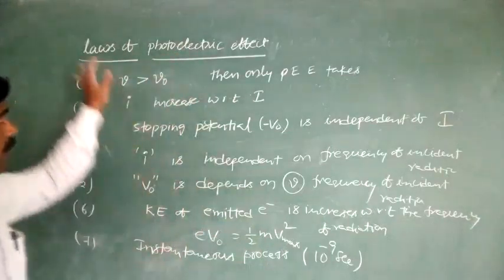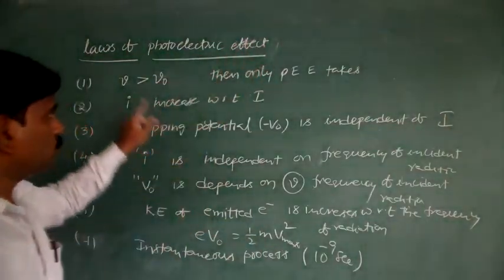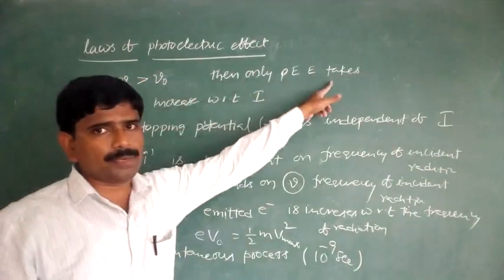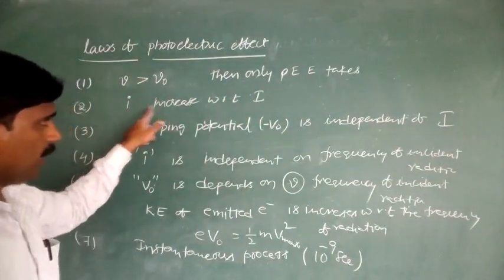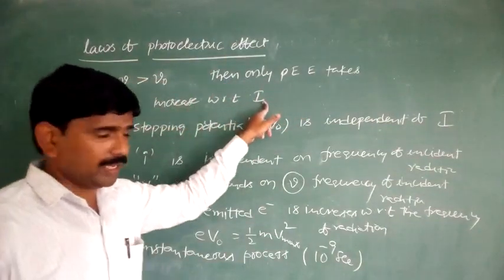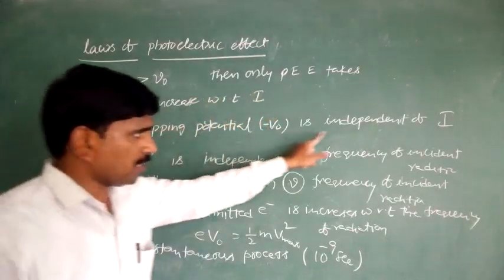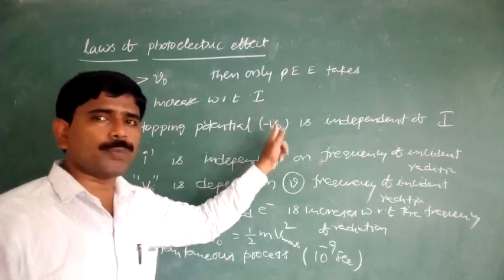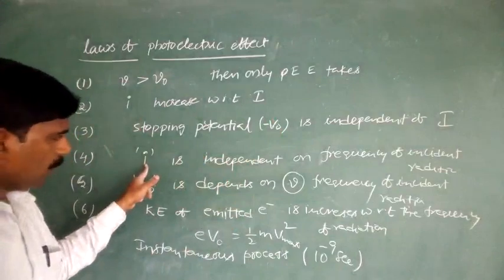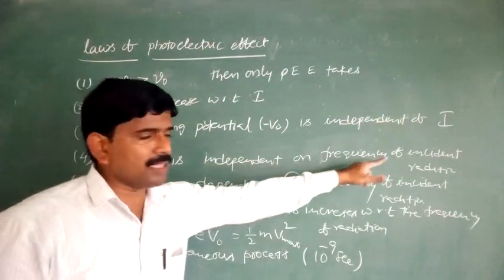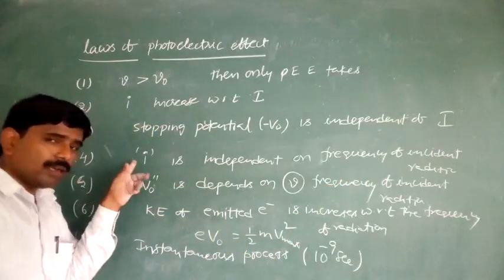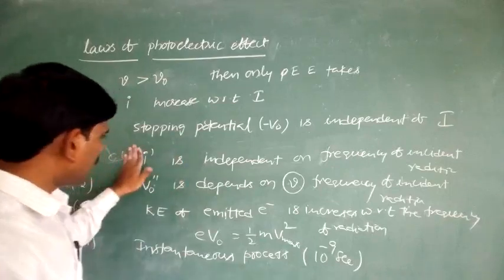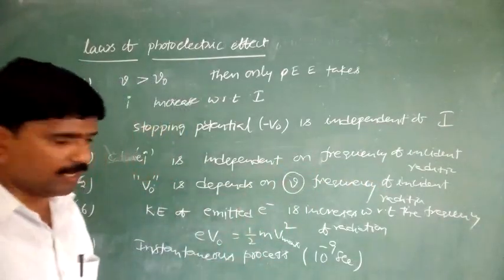These are the laws of the photoelectric effect. What is the first one? If the frequency of the incident radiation is more than the threshold frequency, then photoelectric emission takes place. Second, the photoelectric current increases with the intensity of the incident radiation. Third, the stopping potential is independent of the intensity of the incident radiation. Whether intensity increases or decreases, the stopping potential is the same. Fourth, the saturation current, not the photoelectric current, is independent of the frequency of the incident radiation.